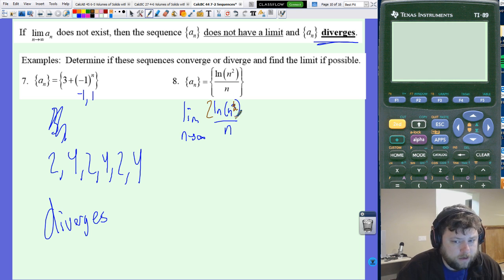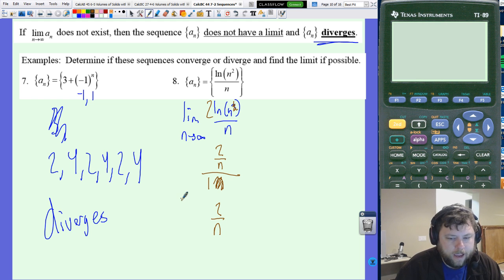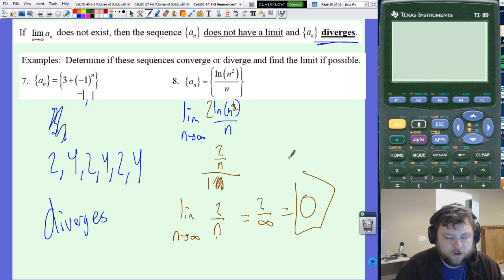The derivative of 2 ln of n is going to be 2 over n, and then it's over n. The derivative of n is going to be 1. So it's just 2 over n. And again, the limit as n goes to infinity is going to be 2 over infinity, which is 0. So yes, it converges to 0. It's always going to converge to a number.